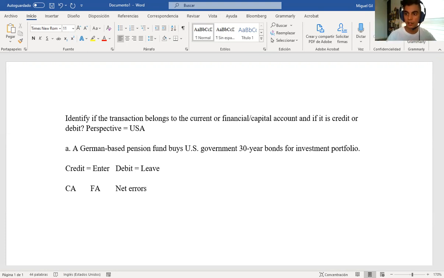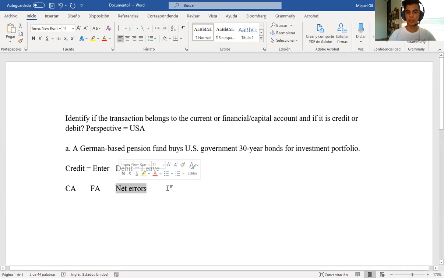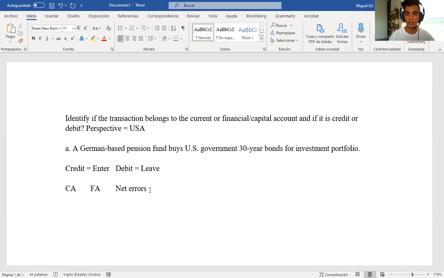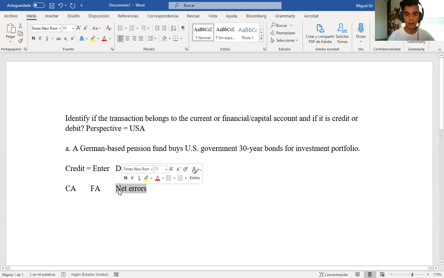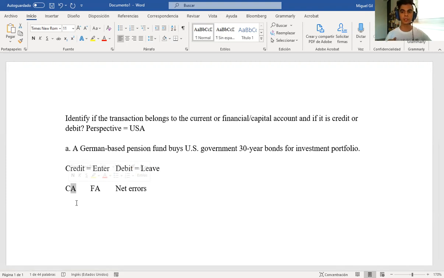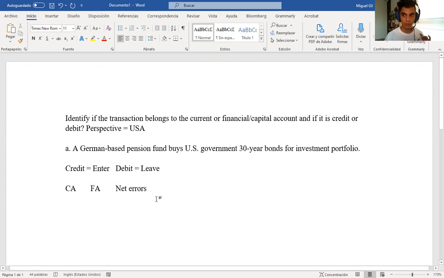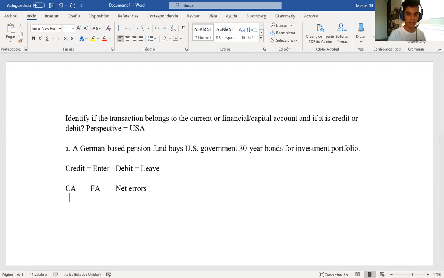Something important in net errors and omissions: sometimes it's difficult to identify if it is a credit or a debit. Why? Because sometimes these kinds of transactions are kind of blurry. If you can't find it, don't worry, just let me know it's net errors. But in the financial and current account, of course, you can tell me if it is credit or debit.